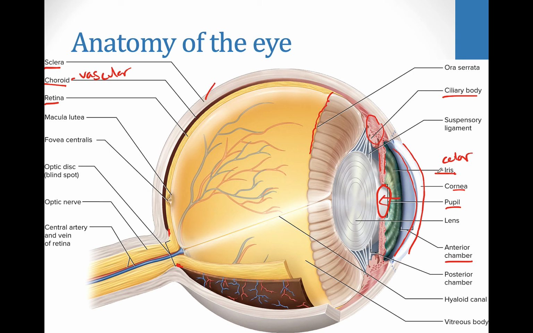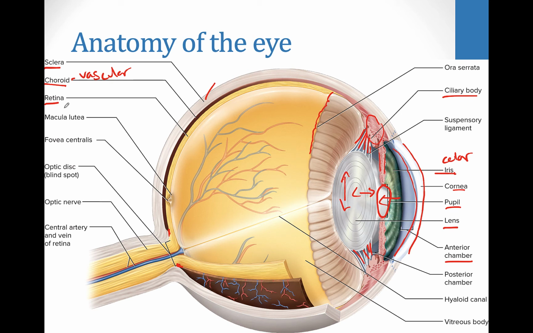So the cornea helps to bend the light. The pupil and the iris help modulate how much light comes into the eye. The lens also helps to focus the light. The lens can become shorter and fatter, or it can become longer and skinnier, depending on whether you're focused far away or close up. And these suspensory ligaments help to pull on the lens to adjust its size and shape.